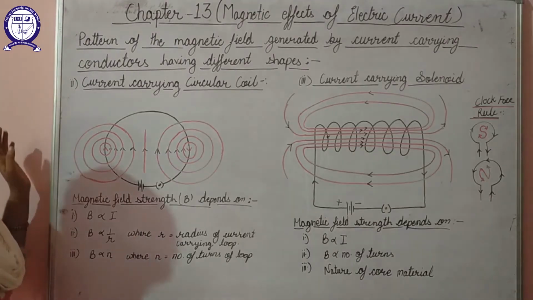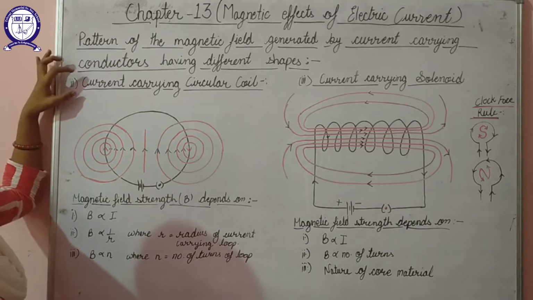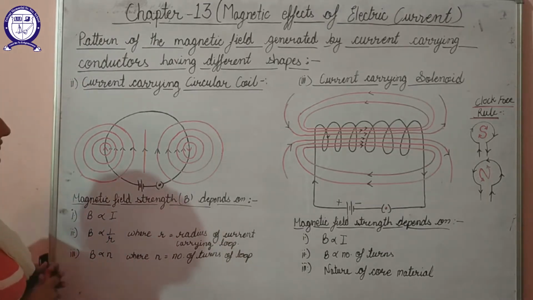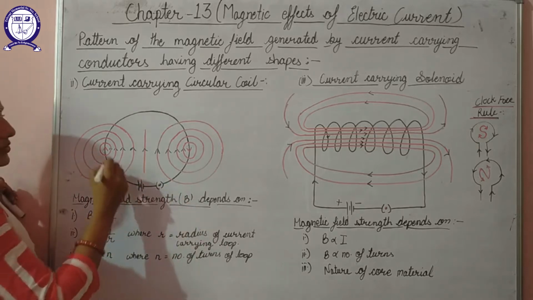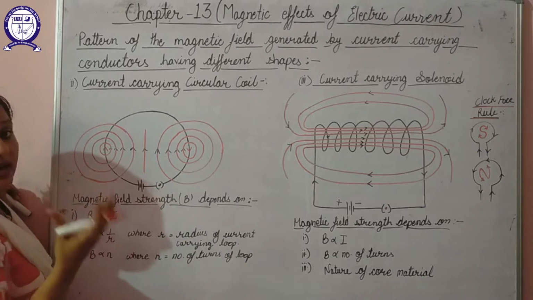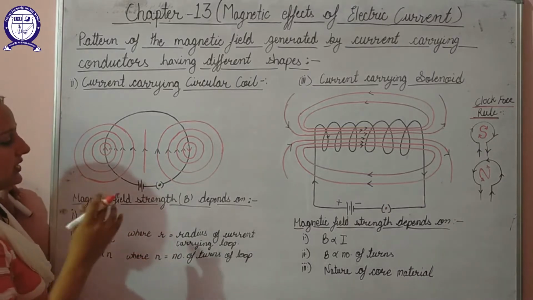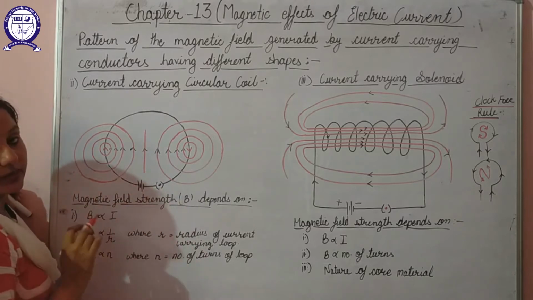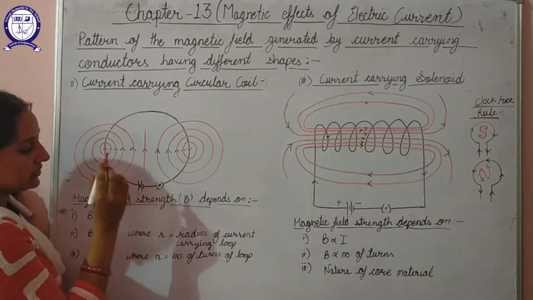Next is the pattern of a magnetic field created by a current carrying circular coil. That is, if the wire is in the form of a circular coil, in the shape of a circle, then how will its field pattern look? Here we have connected a circular coil to a battery with the help of a key. Then you will turn on the key.